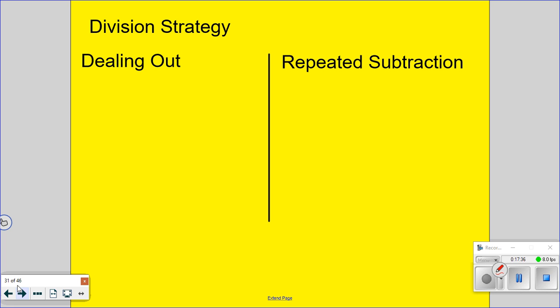So I want you to turn to the next blank page, because this is going to take a lot. Your title is going to be Division Strategy, and you're going to make a T-chart, and you can go all the way down the page. It looks like a giant T. One side is going to be our strategy that we know and love called dealing out. And then the other strategy that we're going to talk about is what Mason was kind of talking about earlier. It's called repeated subtraction, which sounds kind of creepy. But I think when we look at it, we're going to see those strategies are actually pretty similar. But go ahead and get your notebook set up so that we're ready to talk about them.